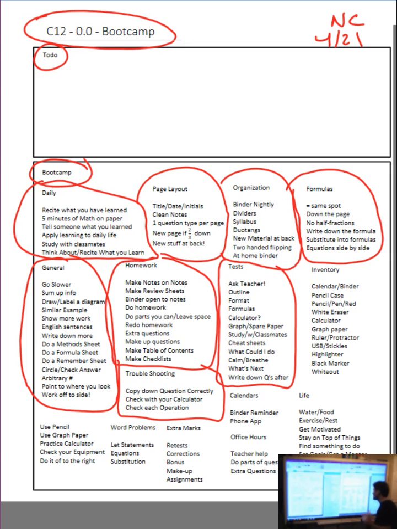Now, study with classmates before tests. Tell them what you know. Tell them what you don't know. Ask them what they know. Ask them what they don't know. Go over questions together. Hide questions. Do questions from past exams.